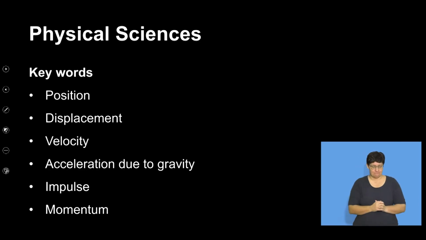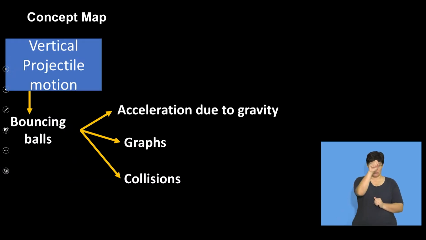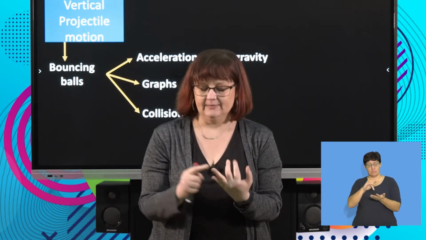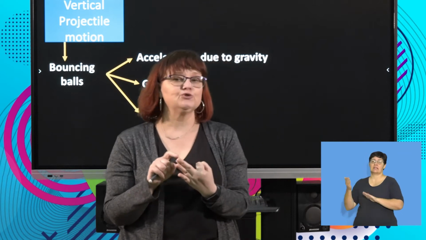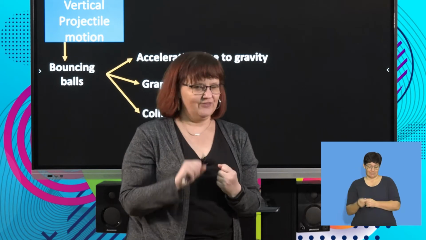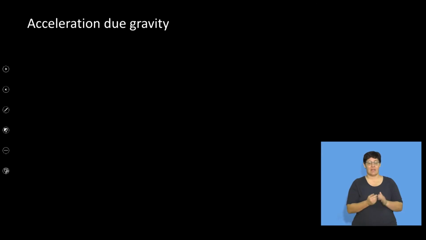So, here we go. When we look at a bouncing ball, we're going to have to consider what happens with acceleration due to gravity, what the graphs look like, and then there's collisions, okay? Graphs being, of course, the velocity time graph, the position or displacement time graph, and acceleration due to gravity. It's always acceleration due to gravity that gets us with this section, okay? So, acceleration due to gravity for a bouncing ball.